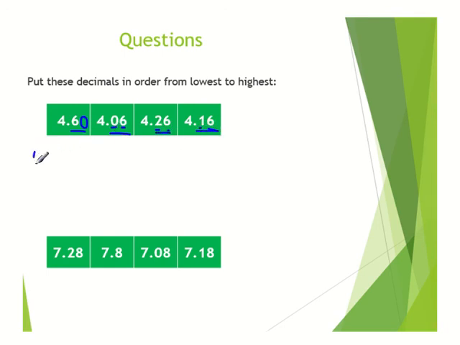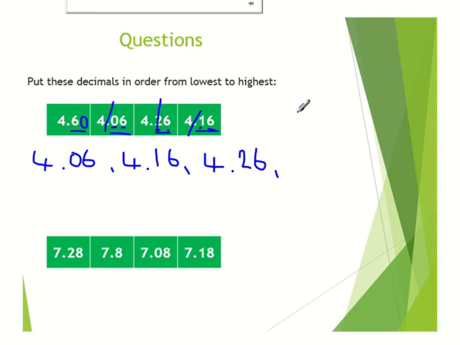So we know 4.06 is the lowest one, so we've done that one. Then it will be 4.16, so we've done that one. Then we're left with these two. It will then be 4.26, and then it will be 4.60. In order from lowest to highest.